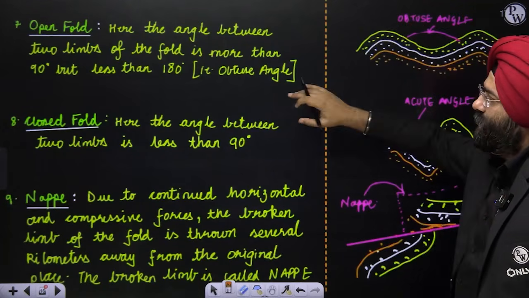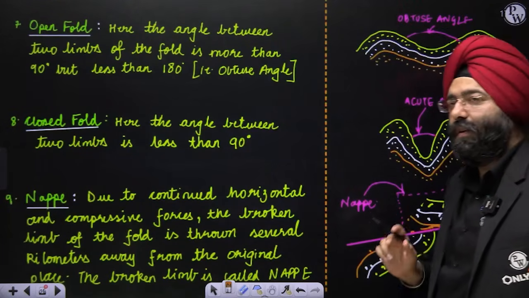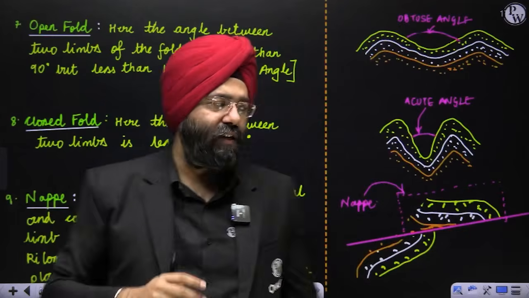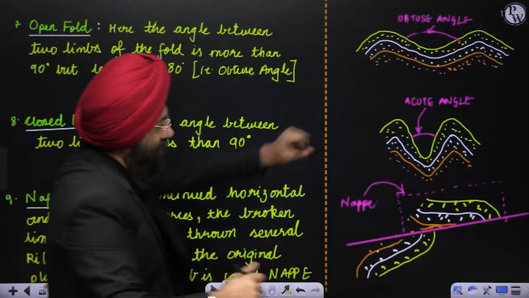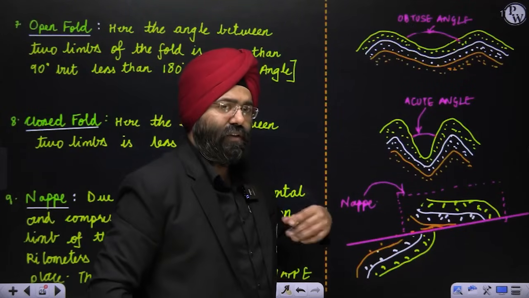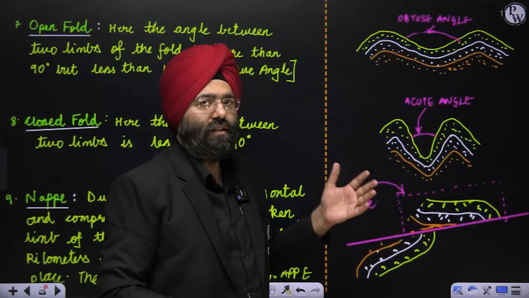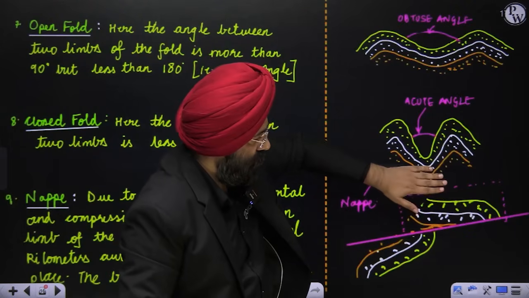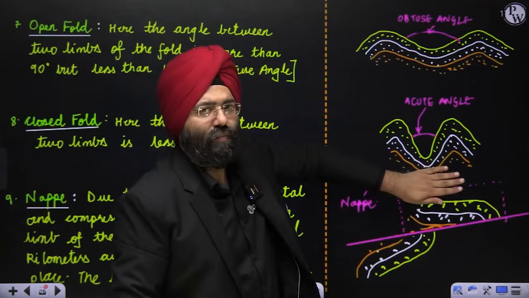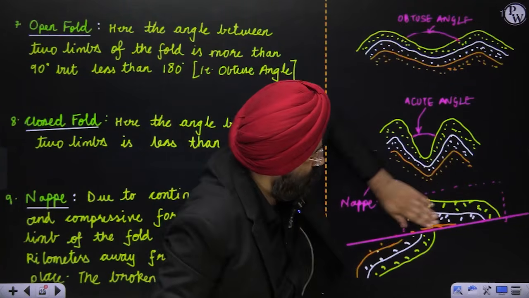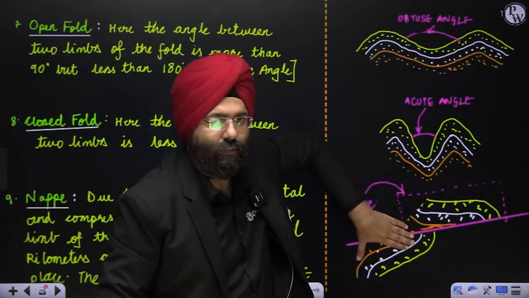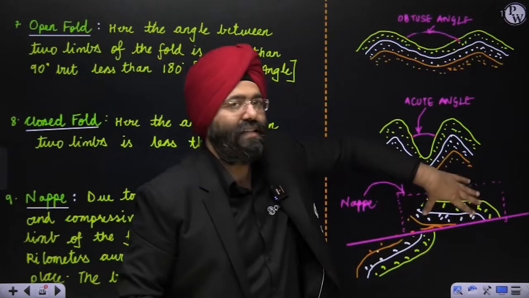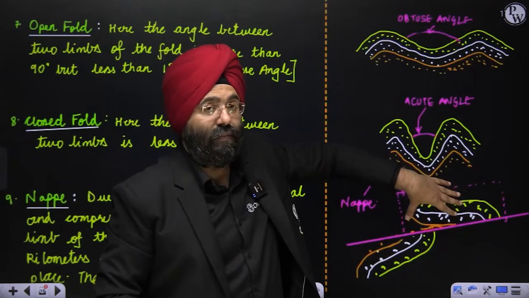Simple. Nappe. Now, please remember this. You have just studied the overturned fold. What happens if, after the overturn and the thrusting, this upper limb is exerted with a lot of pressure, and this part moves a lot of kilometers away from the other limb? This upper part will be known as a nappe.